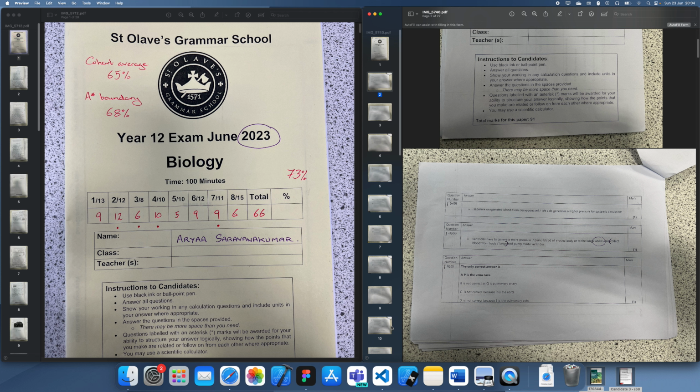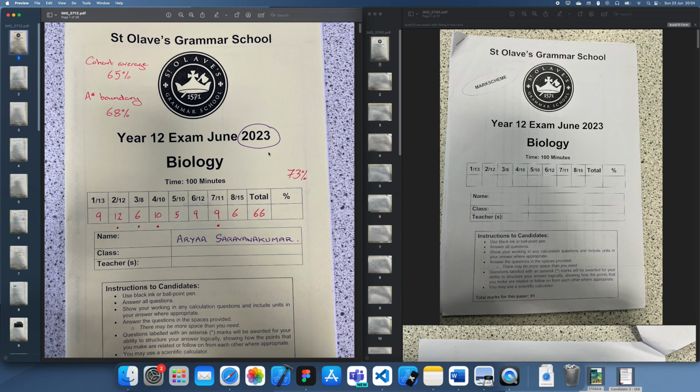And yeah, I've completely finished. I managed to get my results. So here was my exam paper. And as you can see, I managed to scrape 73%, which was an A star. As you can see, A star grade boundary at 68%, cohort average at 65%. So we've managed to scrape this A star grade boundary in 19 days.